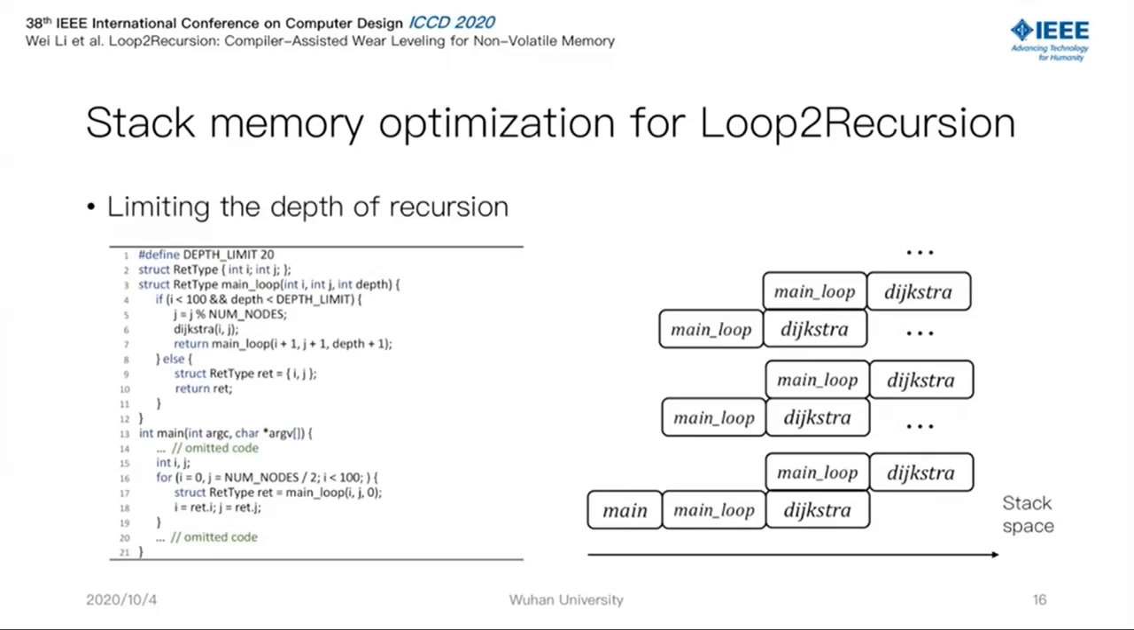After limiting the depth of recursion, the distribution of stack frames is as shown in the right figure. We can see that the stack memory usage by the recursion is reduced several-fold. What's more, by adjusting the depth limit, we can trade off between wear-leveling performance and the stack memory usage.